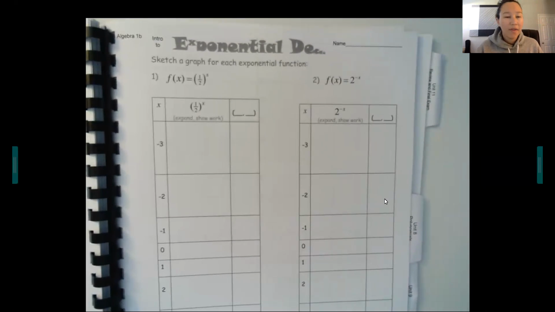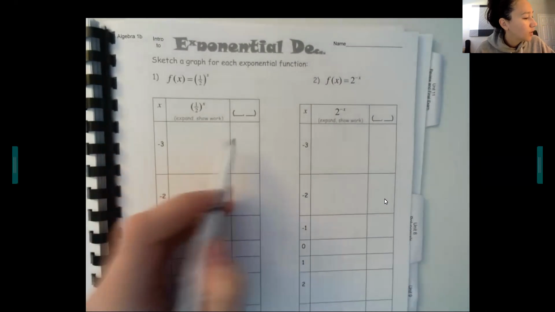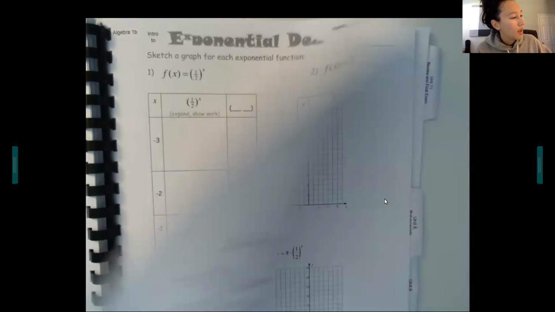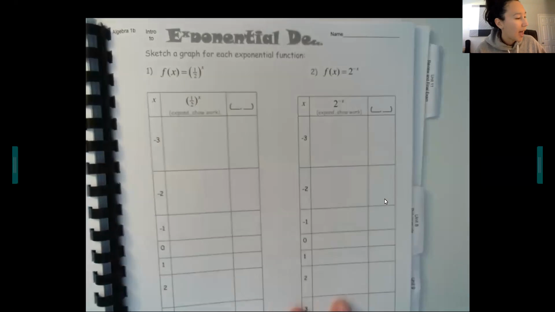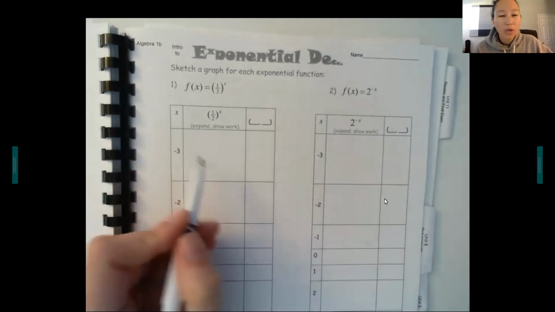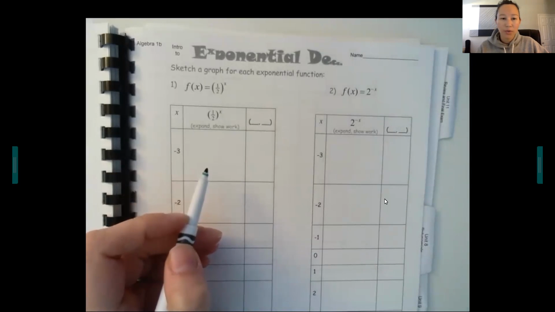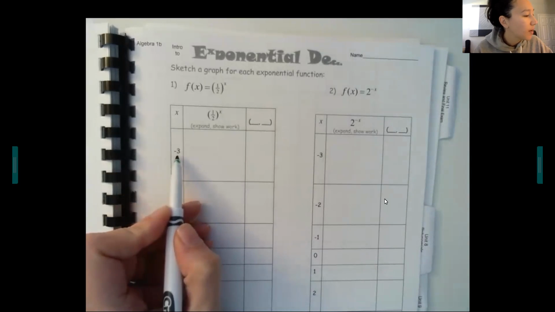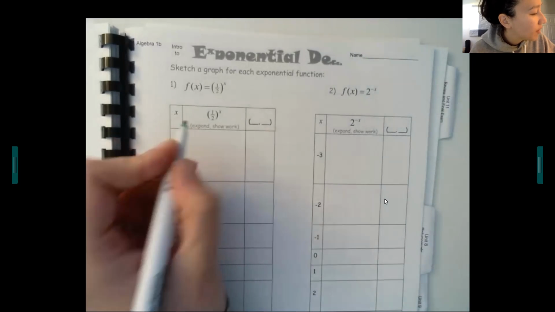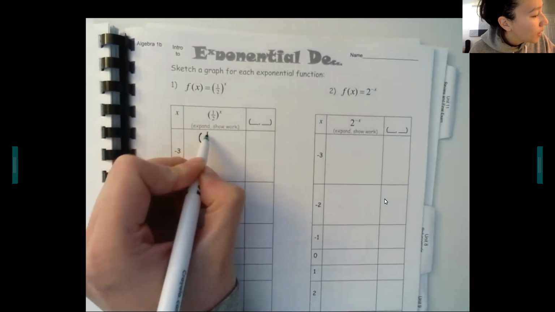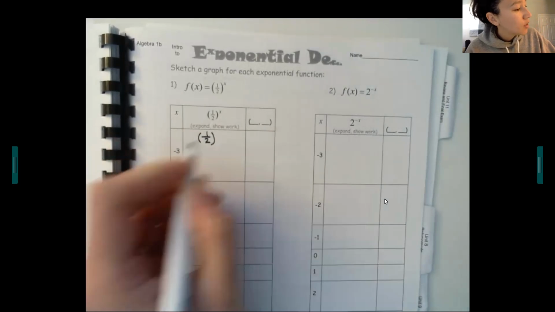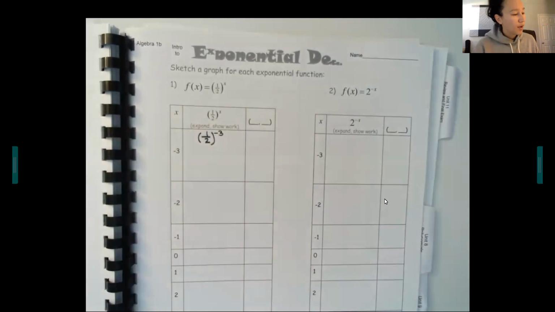So we're going to be graphing exponential decay today. We're going to complete the table and then graph it on the back. Just like we did last week for exponential growth, we're just going to plug in the x value that they gave us and simplify. So we have 1/2 to the negative third power.